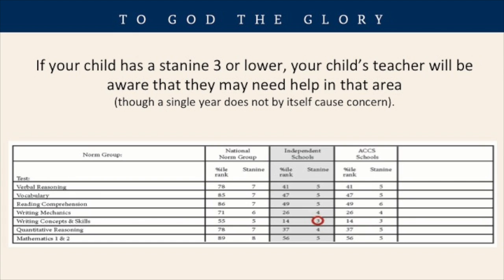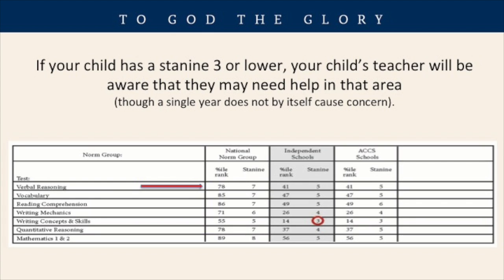So if you look at the one on your screen and you look at the very first row entitled Verbal Reasoning, this student in the national norm group has a 78 percentile ranking, meaning they outscored 78% of the students in their national norm group for their grade level, and they have a stanine of 7.